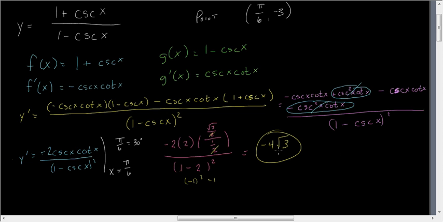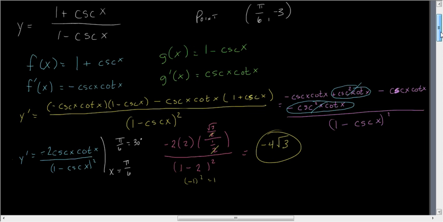So my derivative was negative 2 cosecant x cotangent x all over the quantity 1 minus cosecant x squared. And that was evaluated at pi over 6 to give me negative 4 root 3. And that's what the question was asking us.